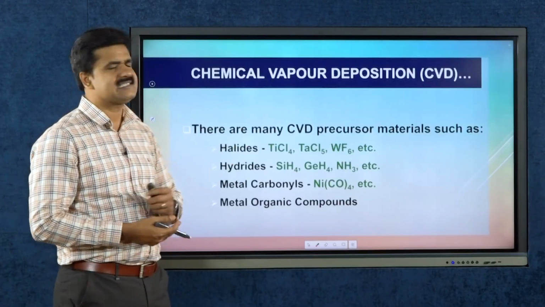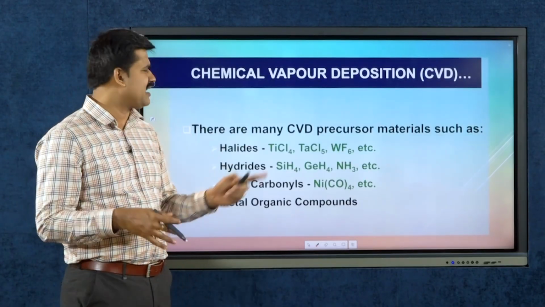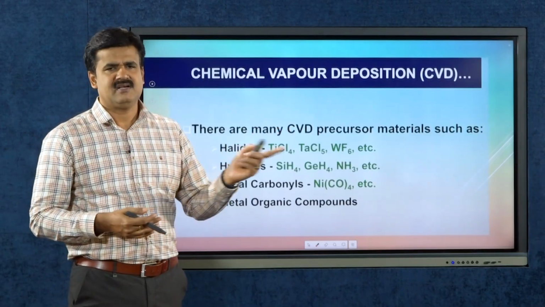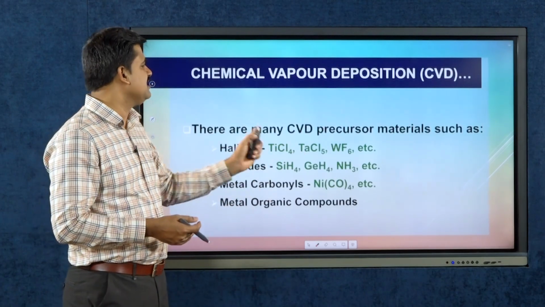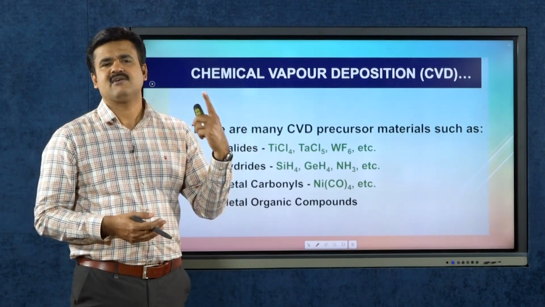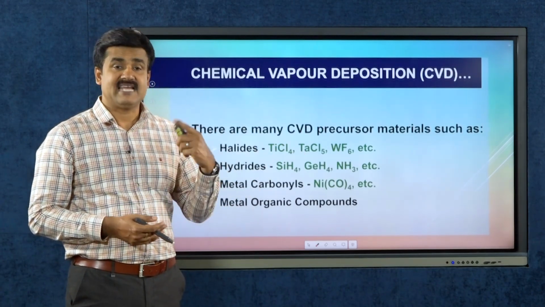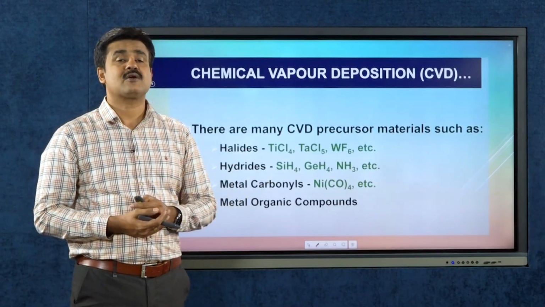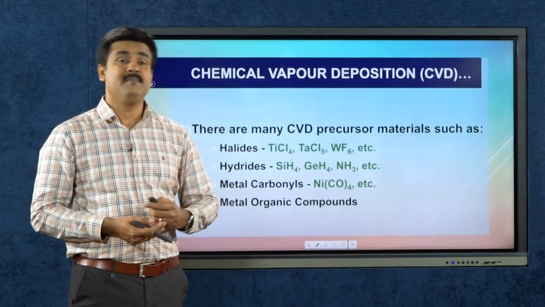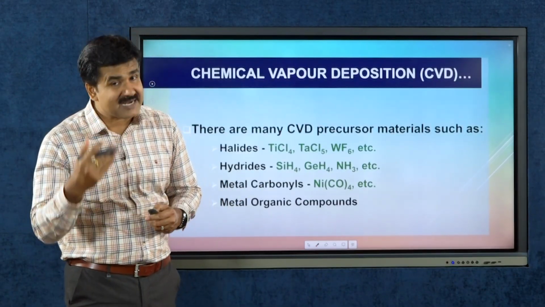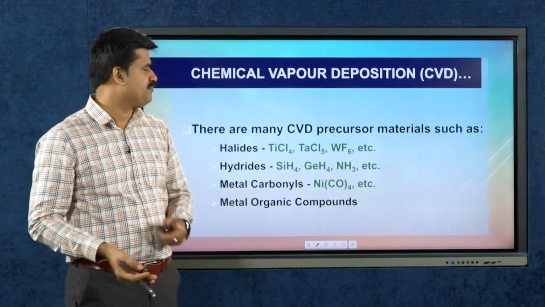Some halides can be used. What are the popular halides? This example will give you an idea. Titanium tetrachloride is a volatile precursor of titanium. This titanium tetrachloride can be used for the chemical vapor deposition preparation of titanium.